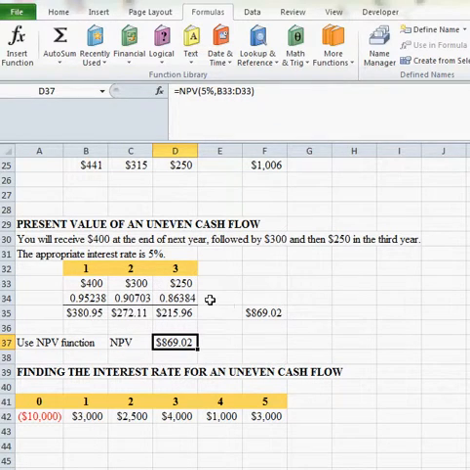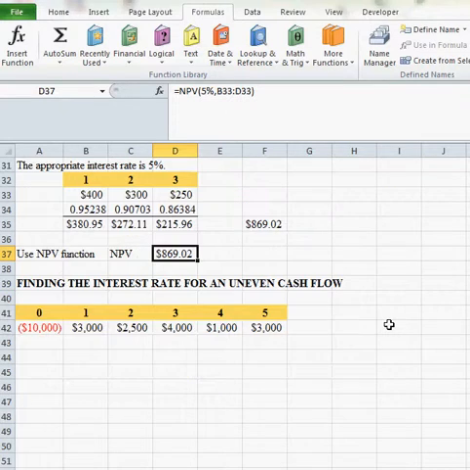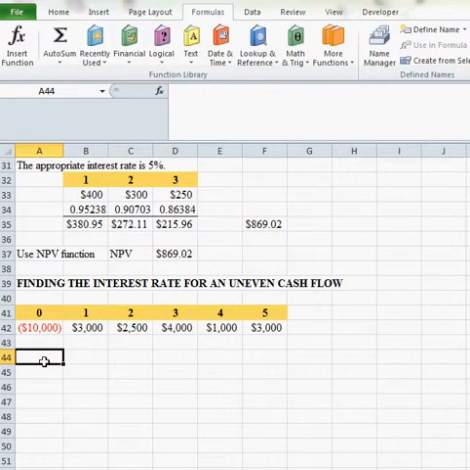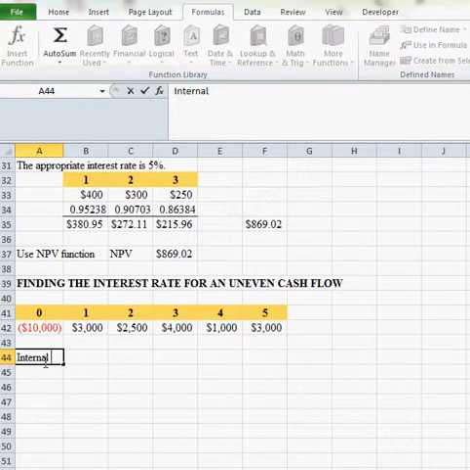Okay, so finally, the book will go through what makes this kind of a difficult problem. How do I know what my interest rate is if I have this kind of cash flow? I invest $10,000 and I get back this stream of money over 5 years. What interest rate am I earning on my $10,000 investment? And the function for that is actually the internal rate of return. Type that in, which is abbreviated as IRR.